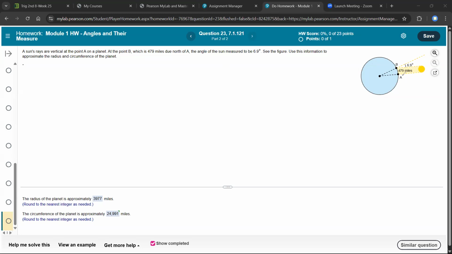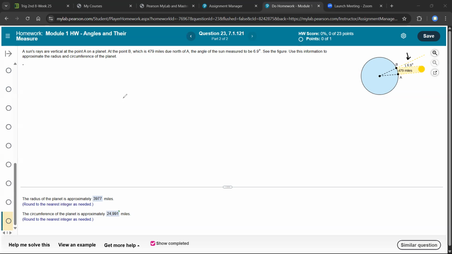It looks like we have the sun over here, and it's some planet. Could be Earth, could be something else. You're going to have different numbers. Over here, I have 479 miles. That value changes, and that angle is going to change. So those values will be different in your problem, but I think the process will be the same. So hopefully you will still find this useful.